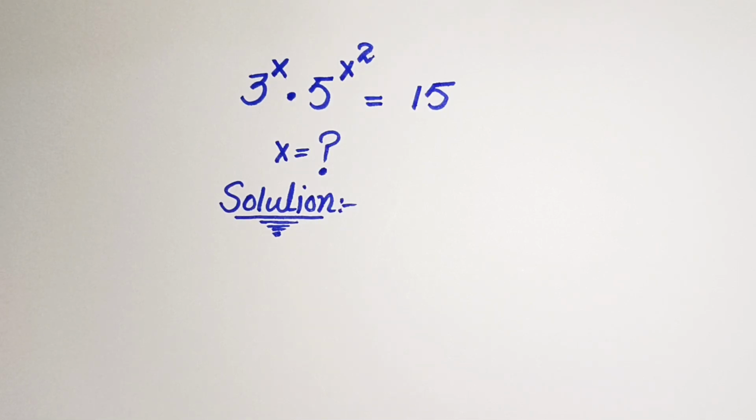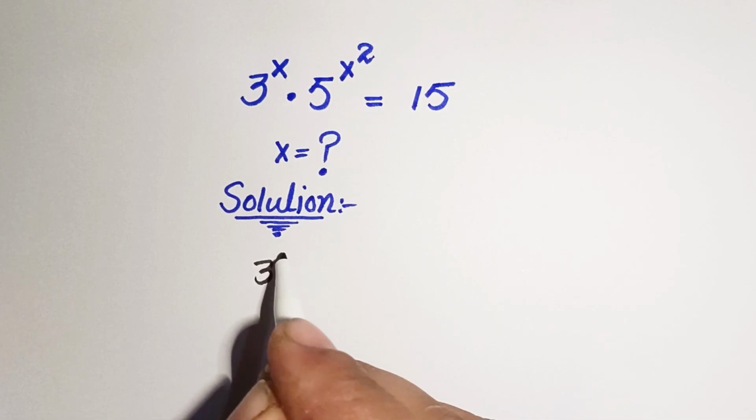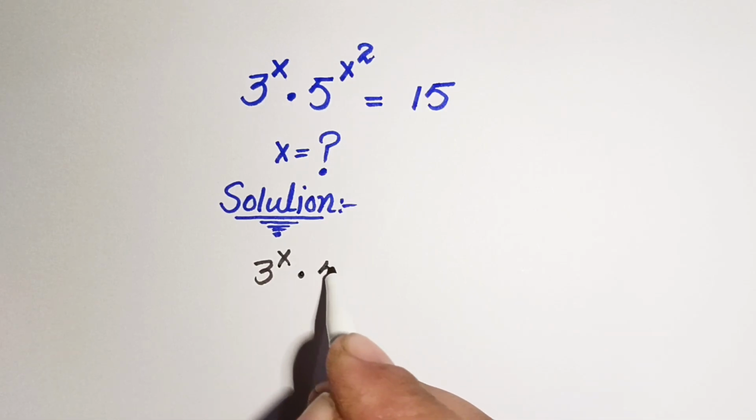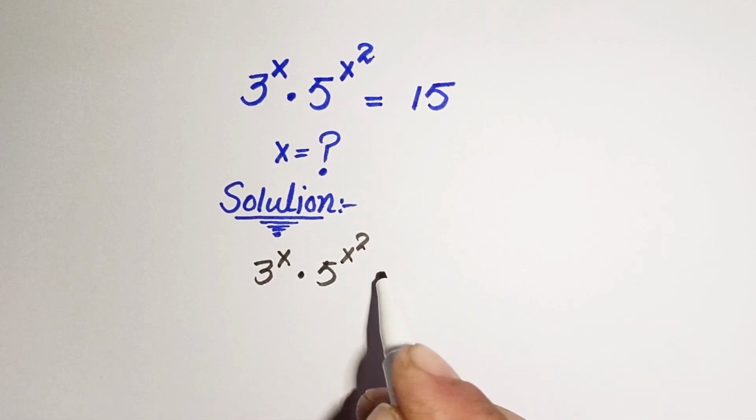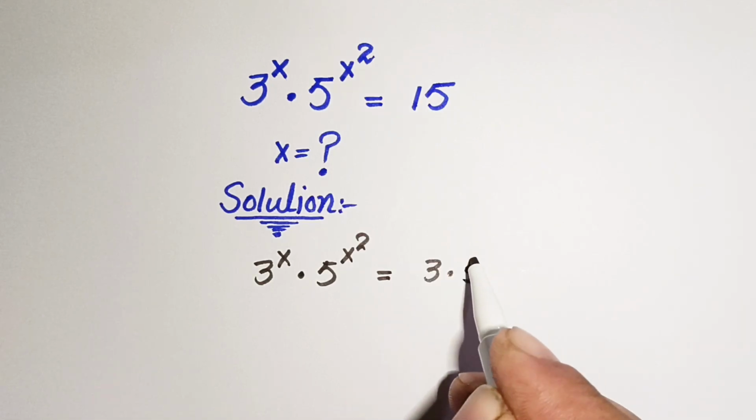Today we have a nice Olympiad problem, that is 3 to the power x times 5 to the power x squared is equal to 15. So we need to find all possible values of x. Starting our solution here, we have 3 to the power x times 5 to the power x squared, and this 15 can also be written as 3 times 5.